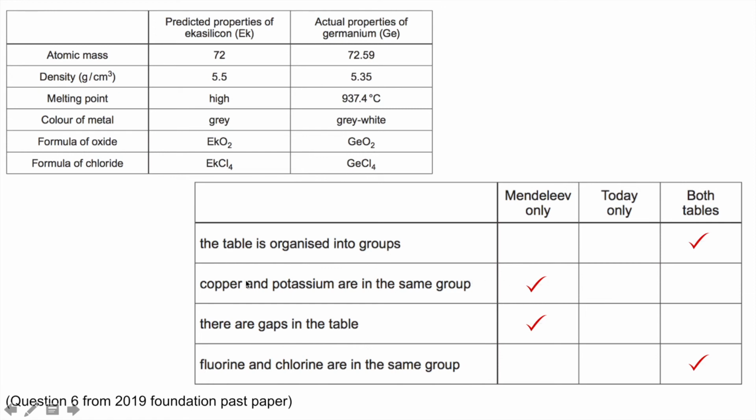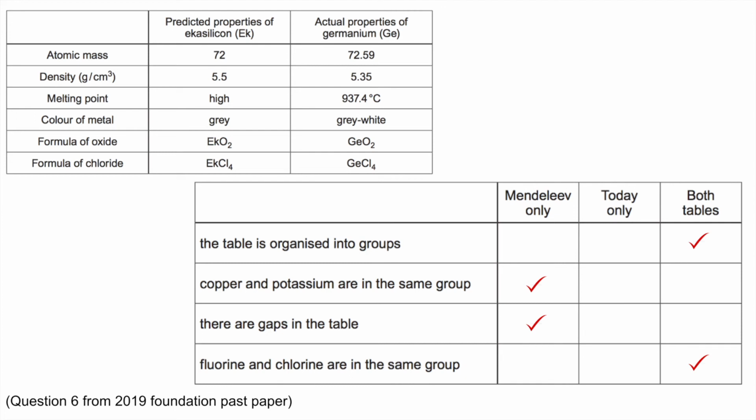In Mendeleev's table, copper and potassium are arranged in the same group. However, as we know, in the current periodic table, copper is a transition metal, and potassium is obviously a group 1 element. In the Mendeleev table, there are gaps, obviously left for elements to fill, or predicted elements.